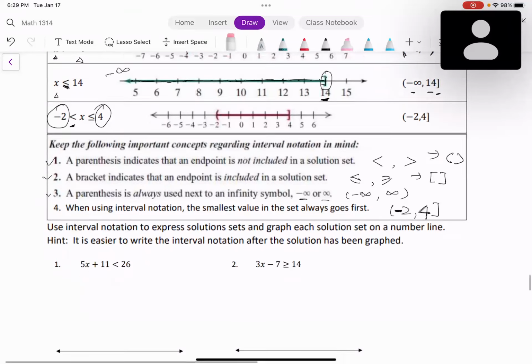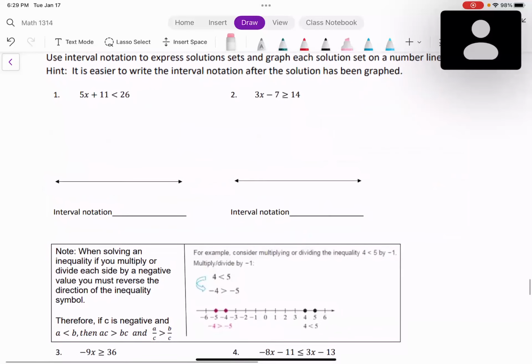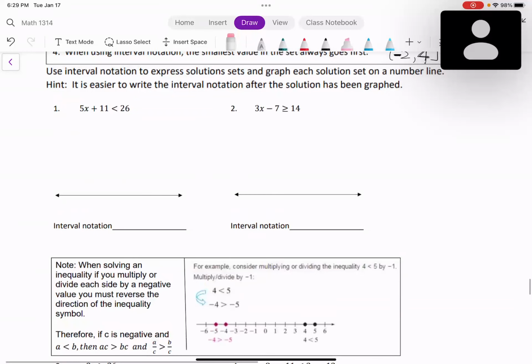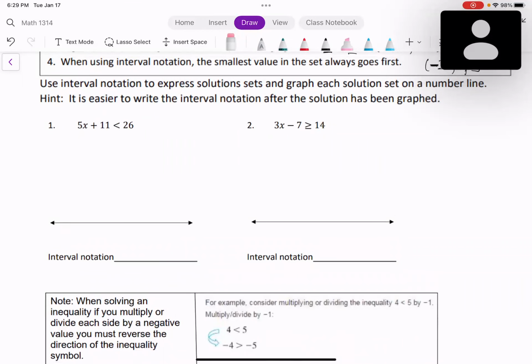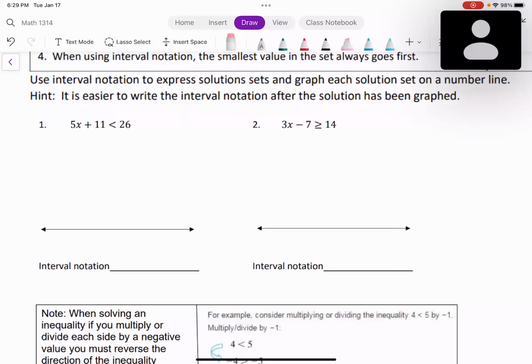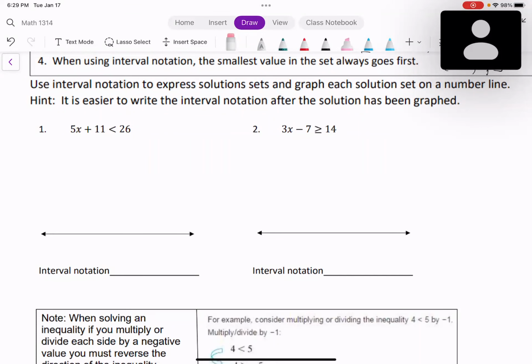Let's see the first example. Use interval notation to express solution sets and graph each solution set on a number line. Hint: it's easier to write the interval notation after the solution has been graphed. In your homework on MyMathLab, it will ask you for the interval notation first, and then choose a correct graph. But if there's no multiple choice for you to choose a graph, first we graph it, and then second write the interval notation, because the graph will help us to find the interval notation.